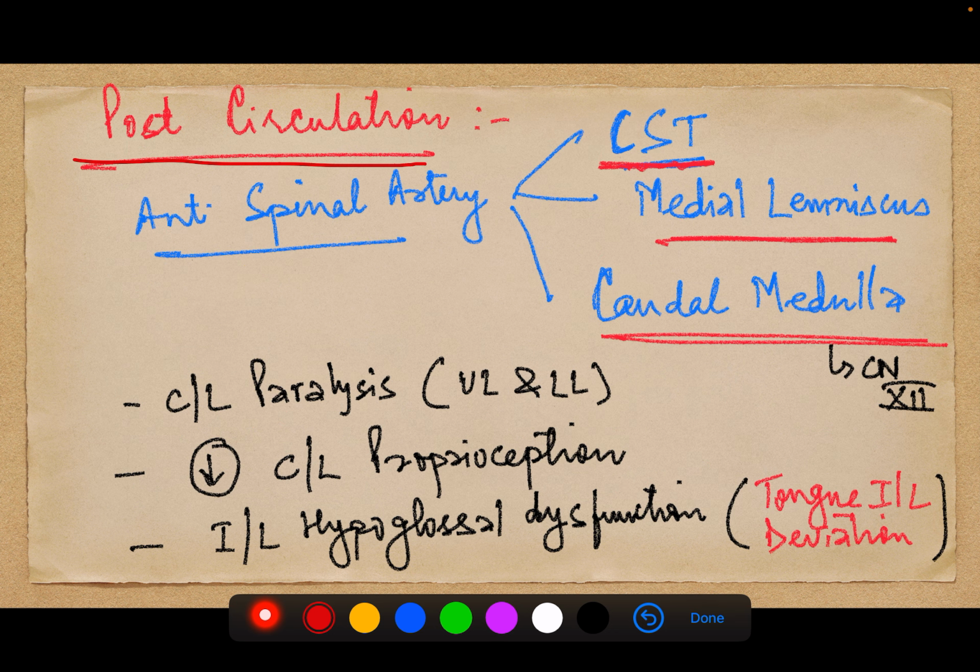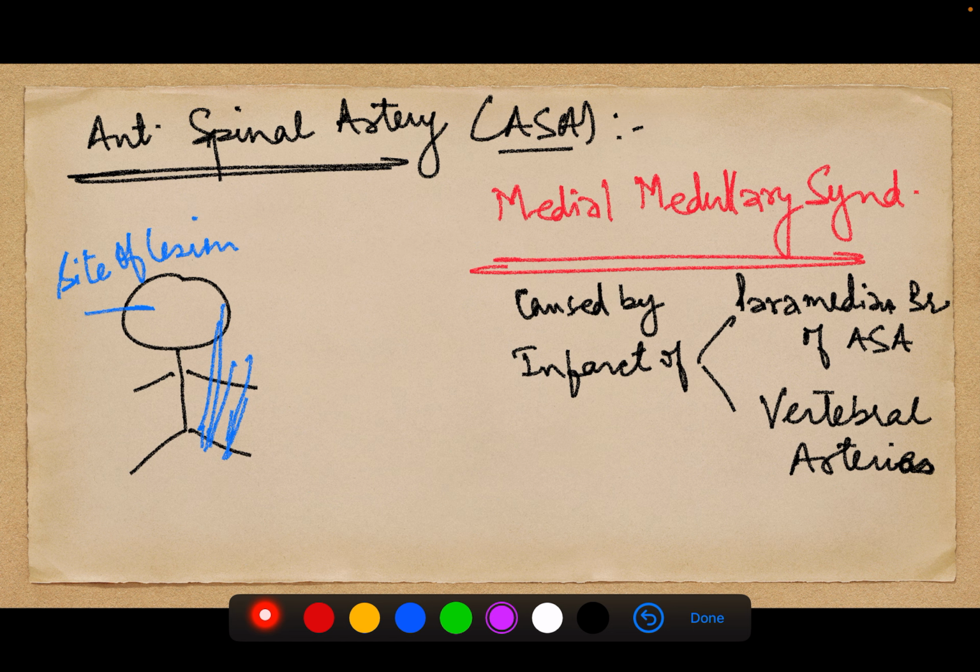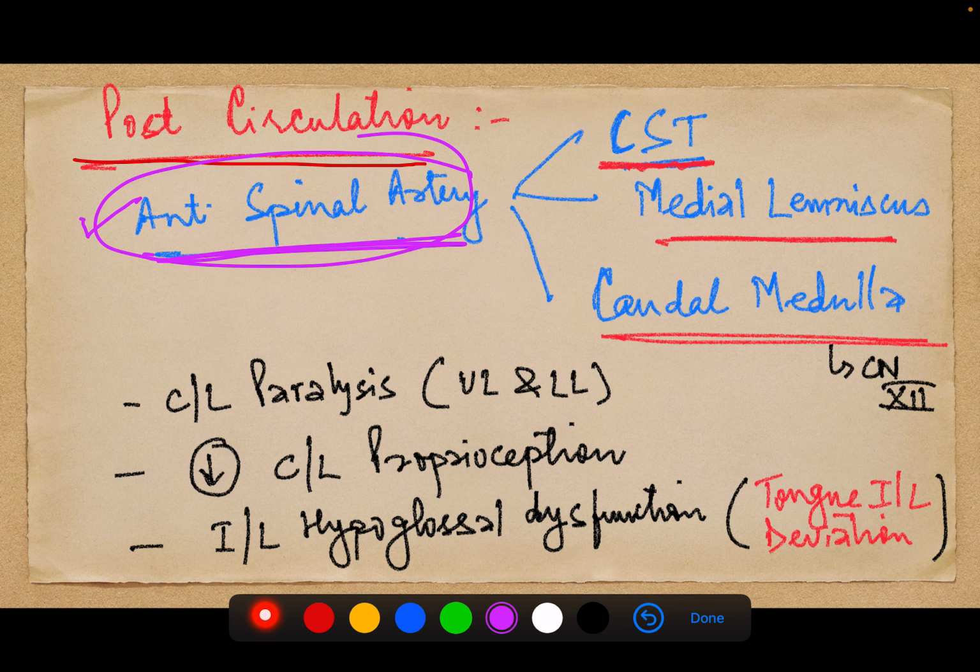In the posterior circulation, first we will talk about the anterior spinal artery. If we can recall, the anterior spinal artery mainly supplies the medial aspect of the medulla, the lowermost part of the brainstem. So that's why the lesion within the anterior spinal artery will result into medial medullary syndrome. Now within the medial medulla, what all the tracts are crossing the medial medulla so that they will get affected? One of them is corticospinal tract. The other one is medial lemniscus. The third one is in the caudal medulla, cranial nerve 12 nuclei.